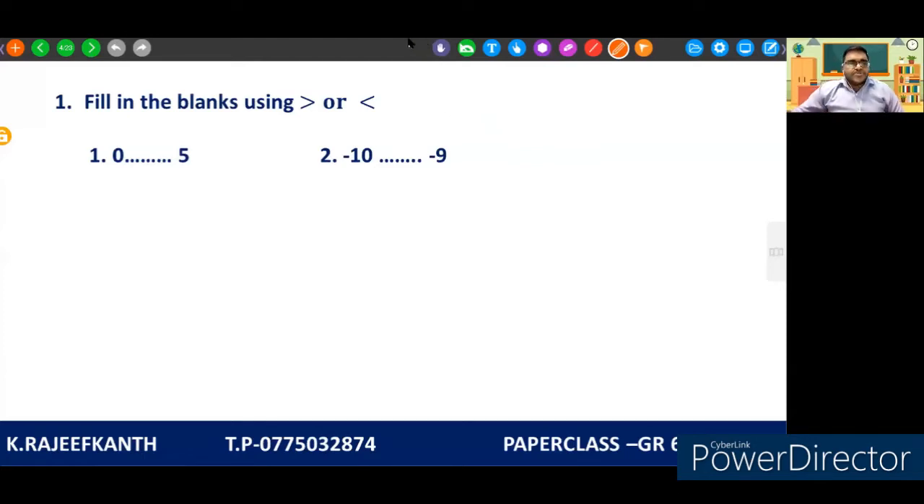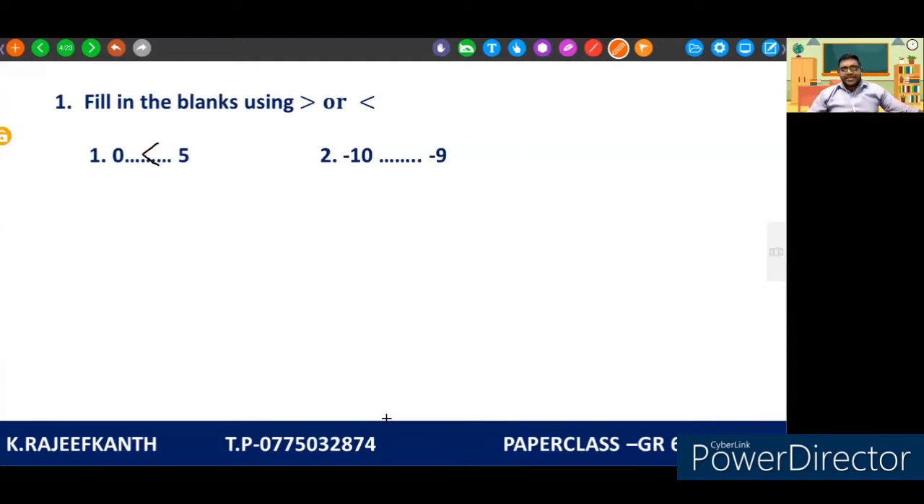Right? So here 0 and 5 are there. So now we have to compare those two numbers, 0 and 5. So we know that 5 is the greater one, right? So here 0 is the smaller one compared to 5. So we have to write the symbol less than, because 0 is less than 5, right? Because 5 is the greater one. So we have to write the symbol less than.